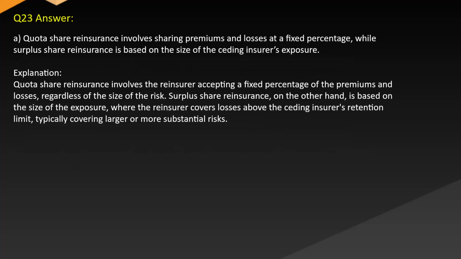Answer: A. Quota share reinsurance involves sharing premiums and losses at a fixed percentage, while surplus share reinsurance is based on the size of the ceding insurer's exposure. Explanation: quota share reinsurance involves the reinsurer accepting a fixed percentage of the premiums and losses, regardless of the size of the risk. Surplus share reinsurance, on the other hand, is based on the size of the exposure, where the reinsurer covers losses above the insurer's retention limit, typically covering larger or more substantial risks.